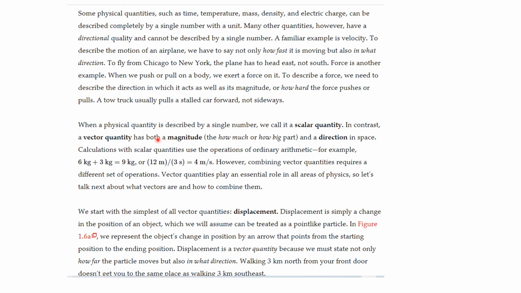Now, some physical quantities are described just by a single number and a unit. They're called scalars. But other things have magnitude and direction, and these are called vectors. And we're going to use vectors in much of what we do because vector quantities play an essential role in all of physics. And so we're going to talk about what vectors are and how to combine them.